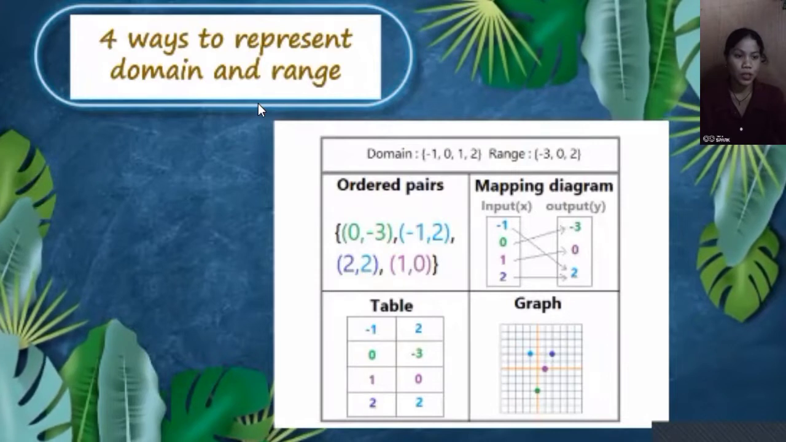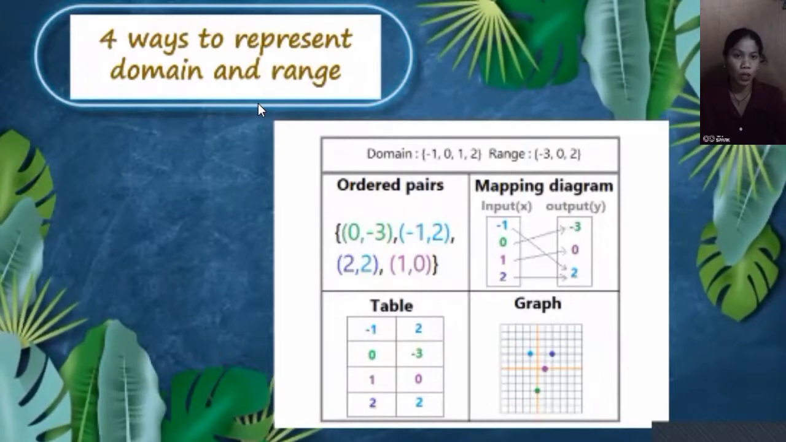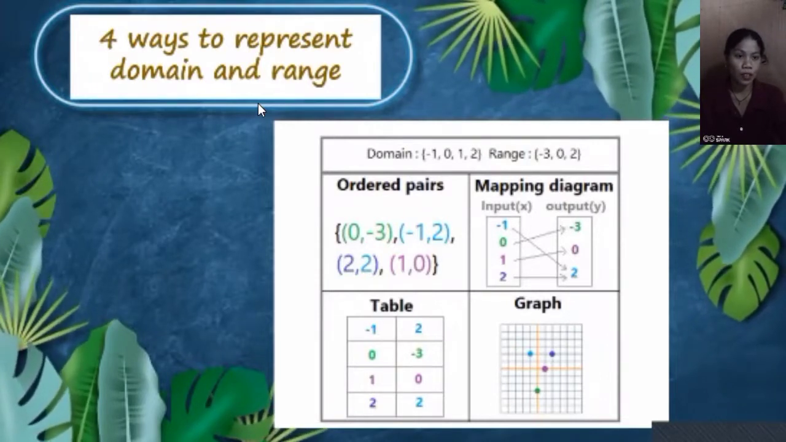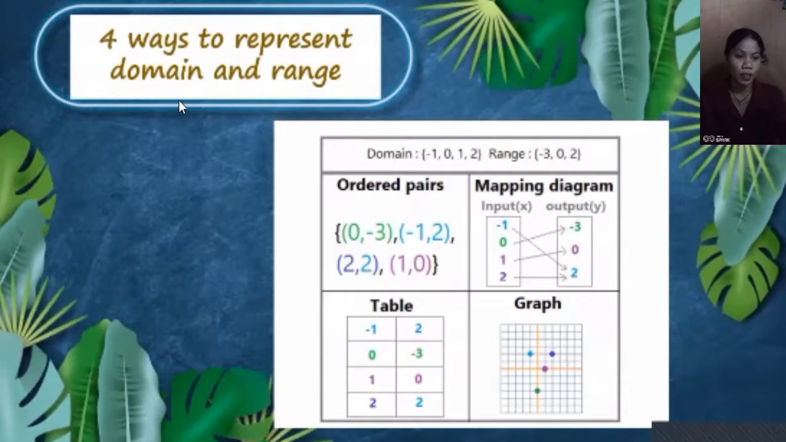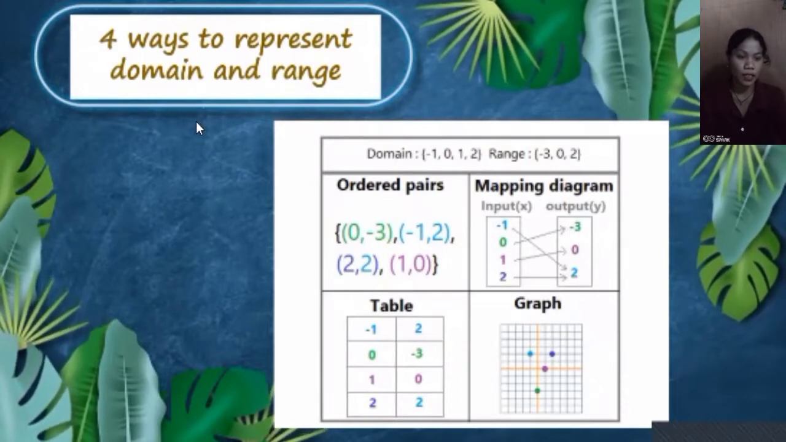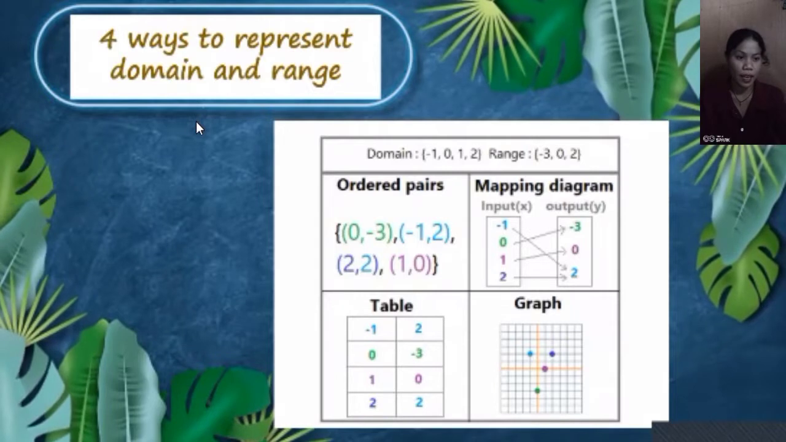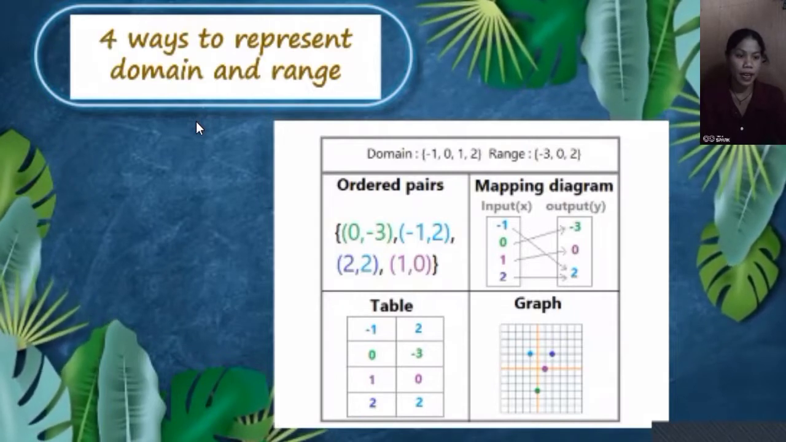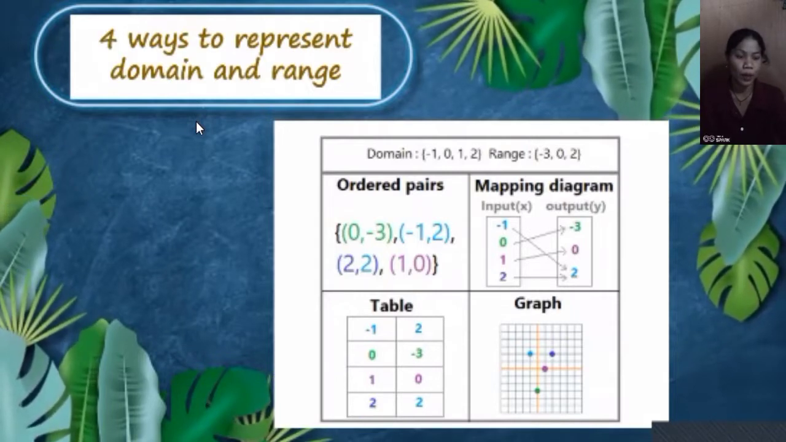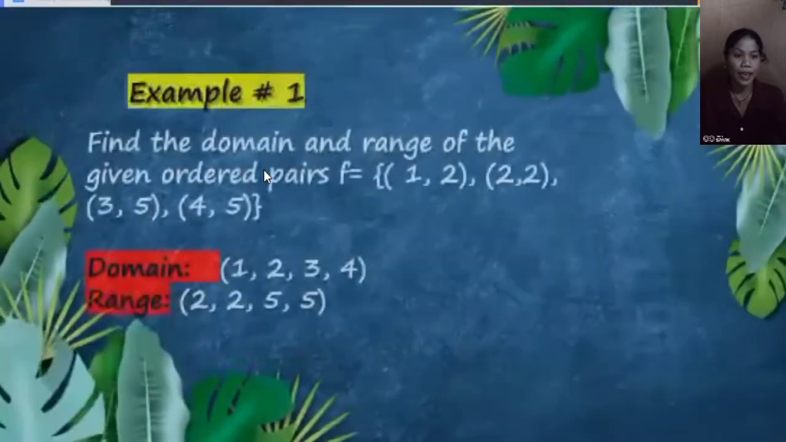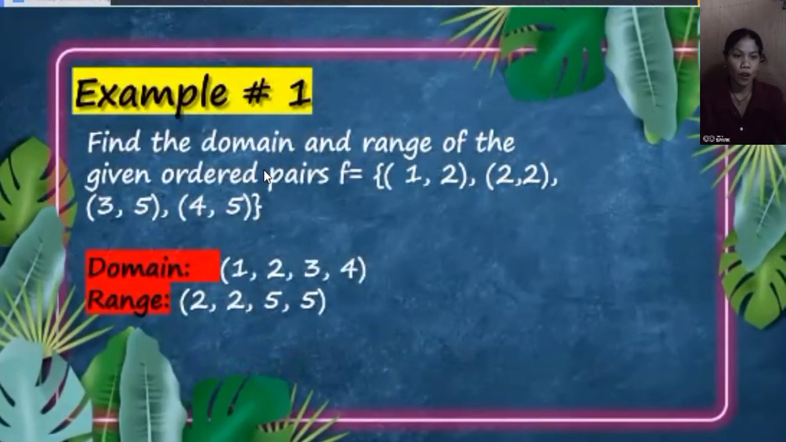In a graph, this is how we represent the points. So this is the x, and this is the y. Quadrant 1, quadrant 2, quadrant 3, and quadrant 4.